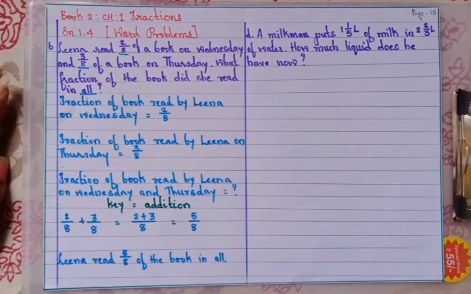Let's see question D. A milkman puts 1 1/5 liters of milk in 2 2/3 liters of water.